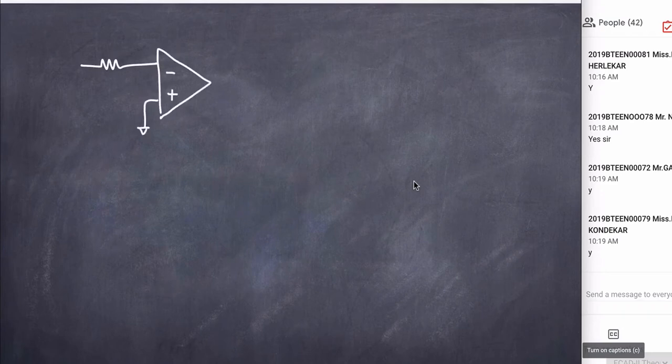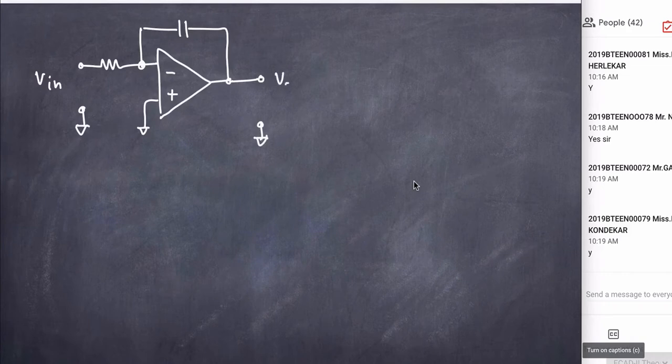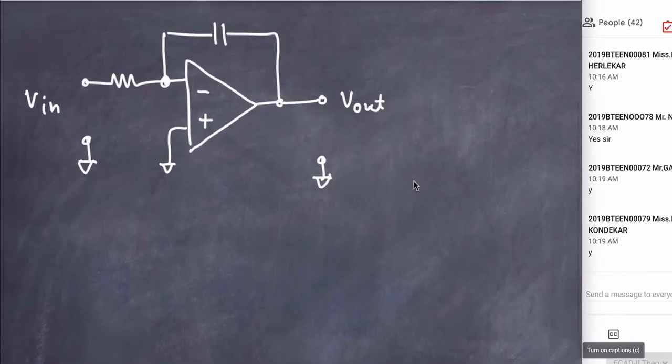So, as far as the circuit is concerned, it is something like this. It is a modified version of inverting amplifier where RF is replaced by capacitor. Then we provide V input with respect to ground and we get V output with respect to ground. So this is what is integrator.